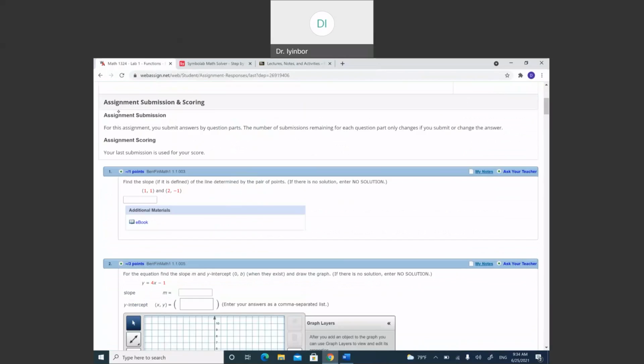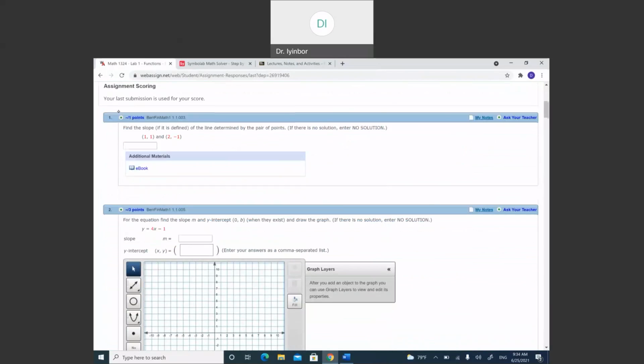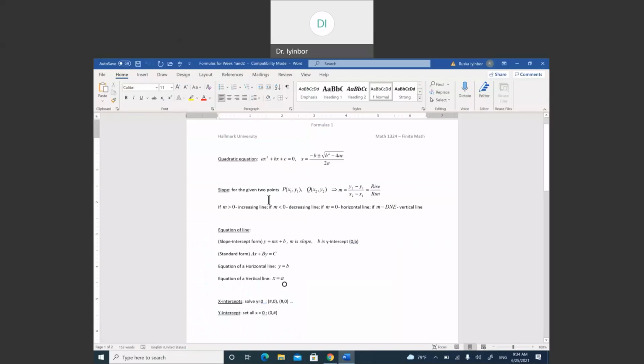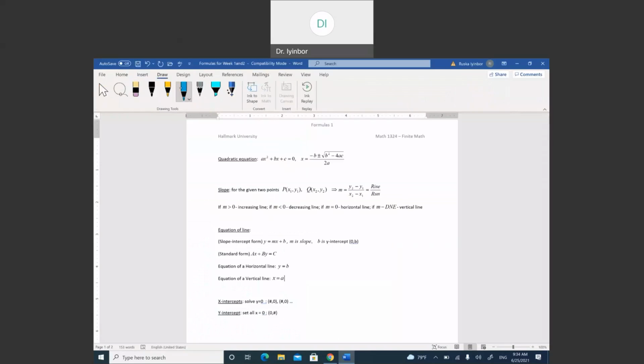I'm going to start with number 1. It says find the slope. So finding the slope, if you have 2 points given, we're going to use the slope formula from the formula sheet. This is the slope formula we're going to use.